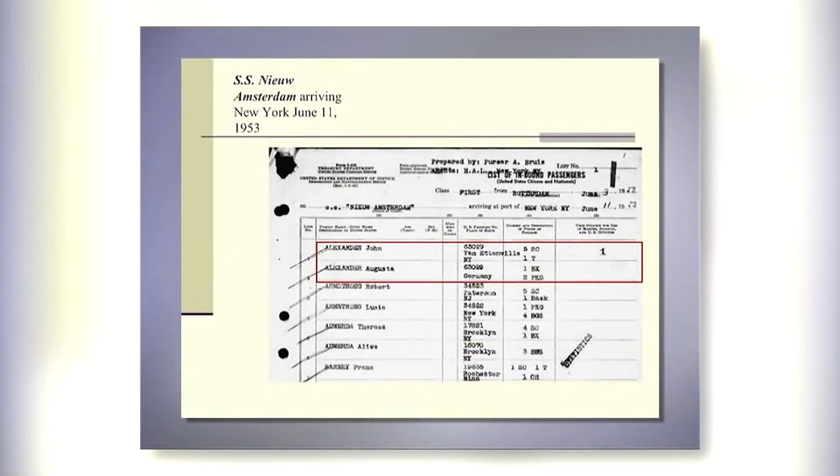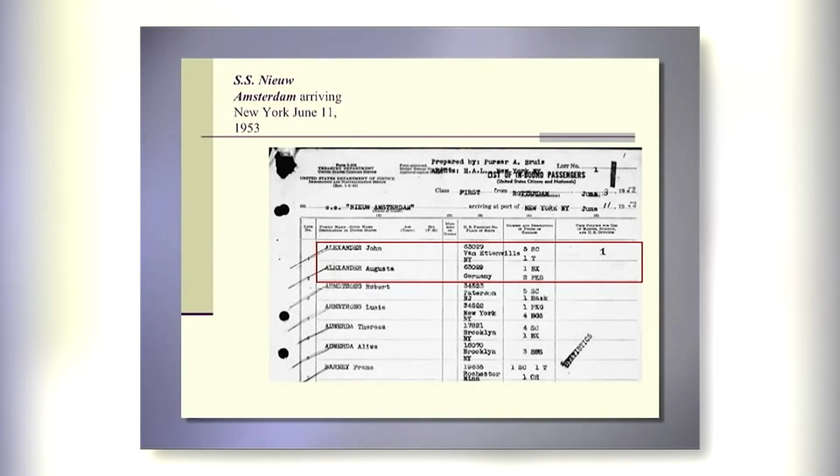Moving on. Now we have the passenger manifest of the SS New Amsterdam, which arrived into New York on June 11, 1953. Because this is one of the later manifests, you'll notice that it does not give as much information about the individuals as the earlier manifests do. On this manifest, you have John and Augusta Alexander. John was born in New York. Augusta was born in Germany. And you find the amount of luggage that they're traveling with. They have 5 suitcases, 1 trunk, 1 box, and 2 packages.